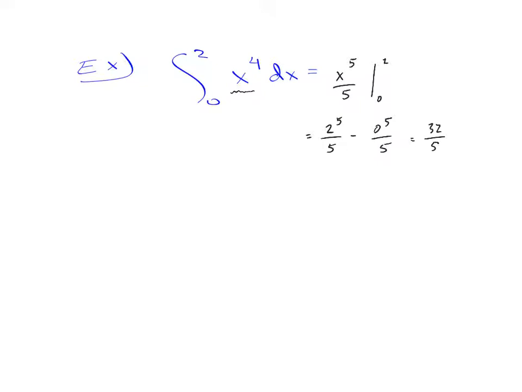And then what does that actually represent? That's the answer to this question. If I look at the graph of x to the fourth, it has a parabolic shape, but let me just sketch a little graph in there. Looking at that curve x to the fourth over the interval from 0 up to 2, the area of that region is 32 fifths square units. So that's what you're finding when you're evaluating that definite integral.